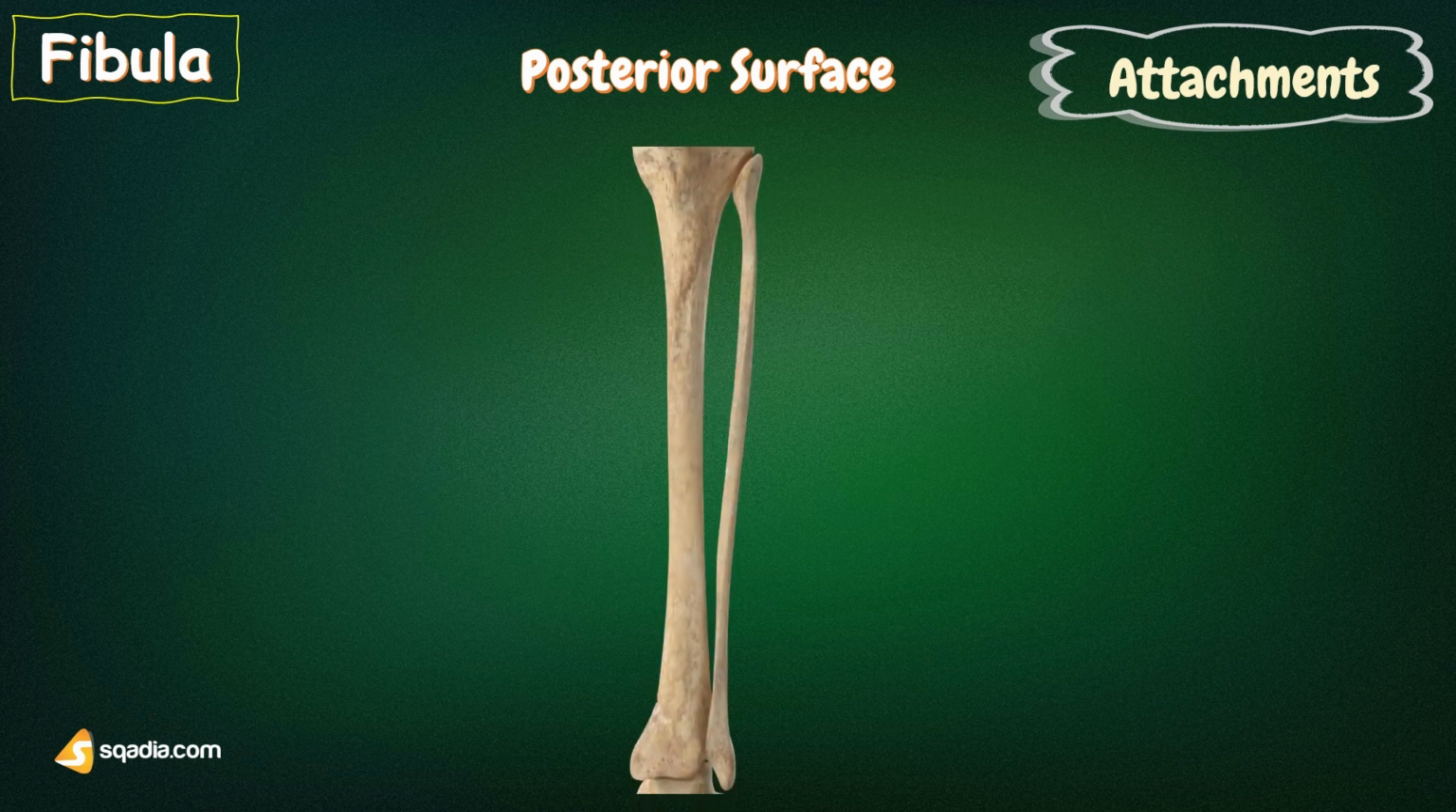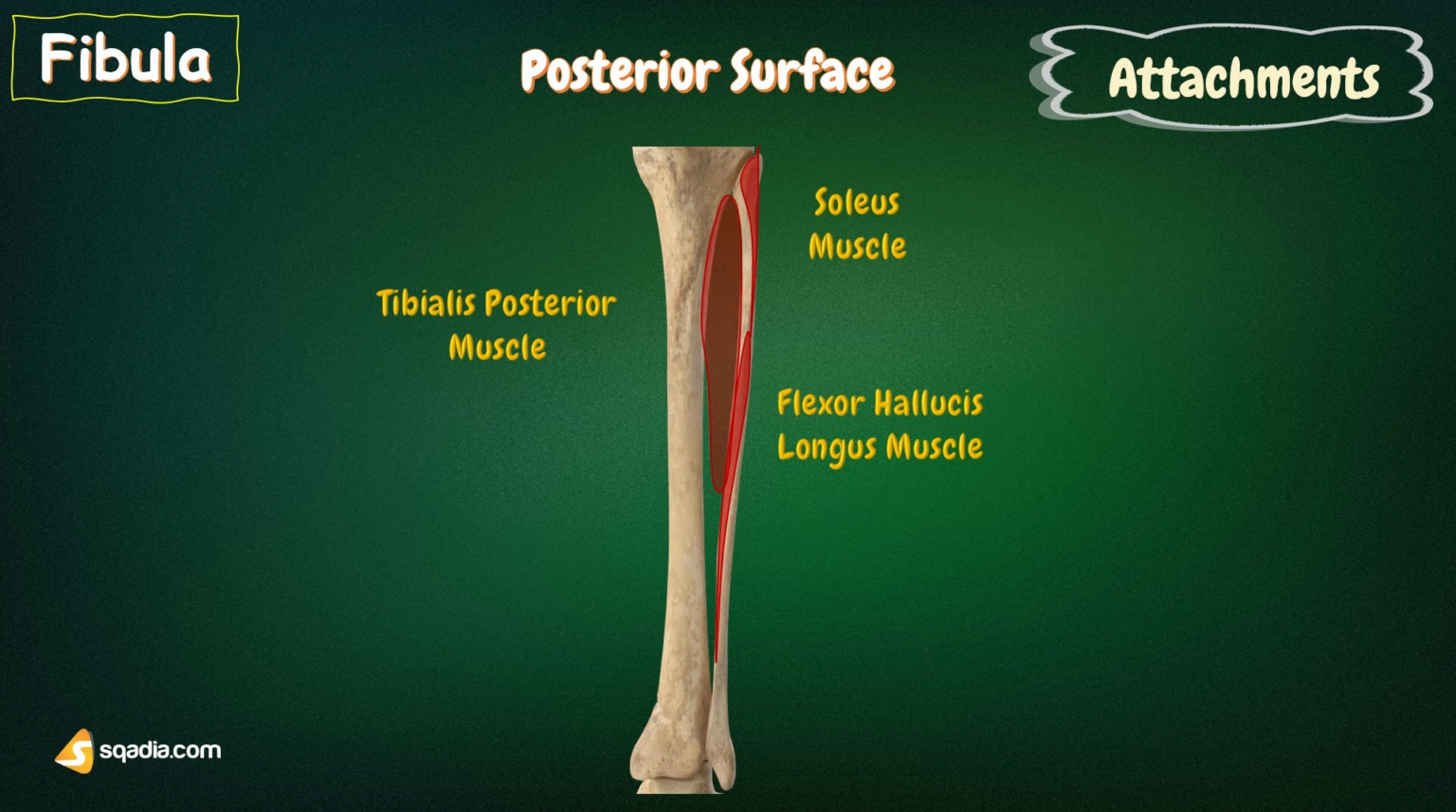We talked about how the posterior surface of the fibula is its largest surface and is divided by the medial crest. The part of the posterior surface between the medial crest and the posterior border gives origin to soleus and flexor hallucis longus, while the part of the posterior surface between the medial crest and the interosseous border, that is, the grooved part, gives origin to the tibialis posterior.